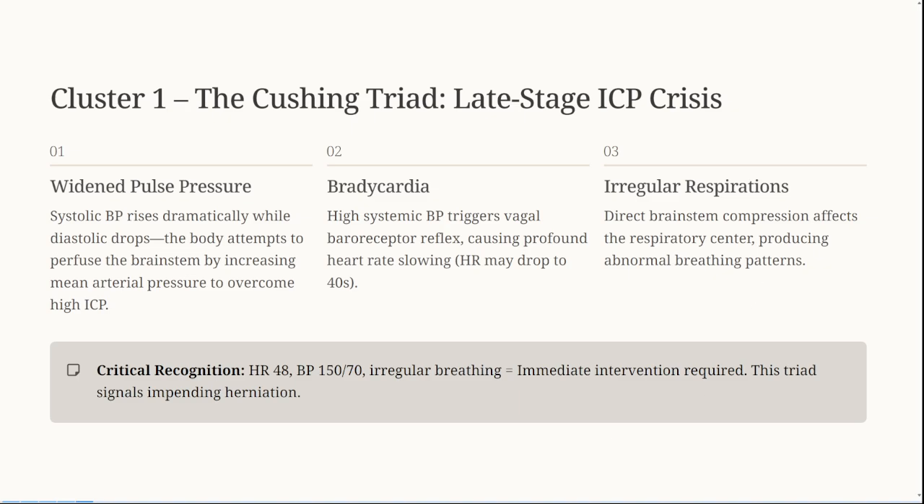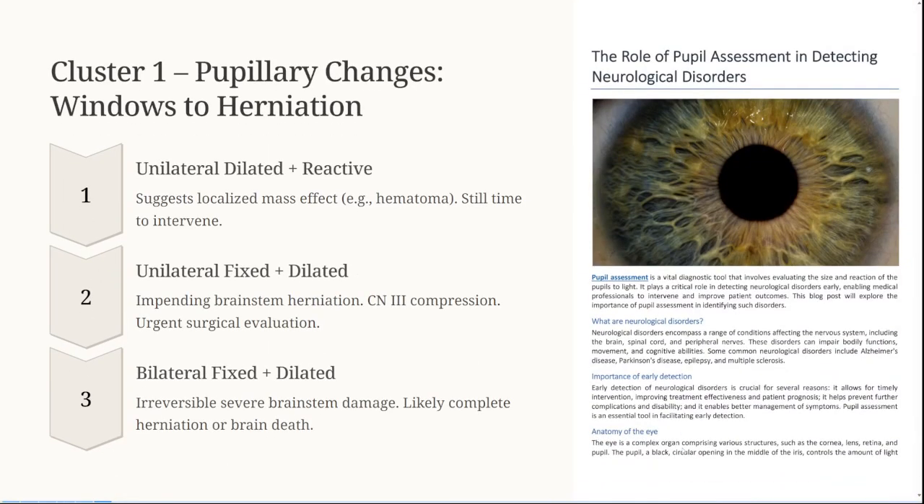That demands immediate intervention. The pupils provide another essential window. How do we interpret those changes? You're assessing two things: reactivity and size. A unilateral, dilated, but still reactive pupil often suggests a localized mass effect, maybe a hematoma. Okay. The most alarming sign is a unilateral fixed and dilated pupil that suggests impending brainstem herniation. The oculomotor nerve, cranial nerve 3, is being compressed. And if it progresses beyond that? If you see bilateral fixed and dilated pupils, that indicates irreversible severe brainstem damage, likely complete herniation or brain death.